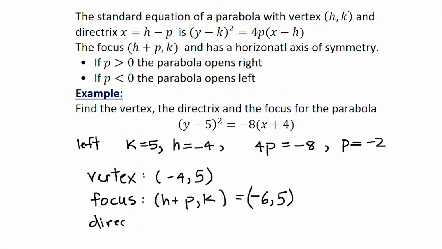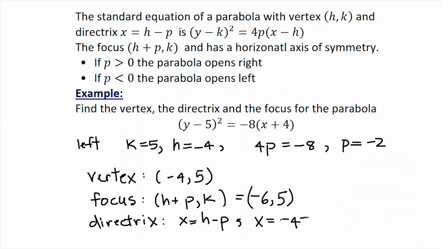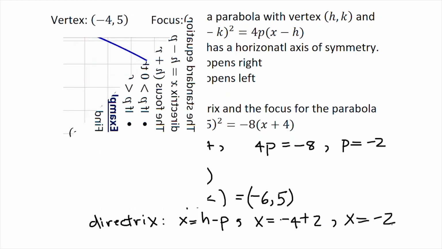Now I want to write the directrix. And the directrix is going to be x equals h minus p. And that is x equals negative 4, and that's going to be a subtract. That's going to give me x equals minus 4 plus 2, because it's a negative negative. So x equals negative 2 is the directrix.